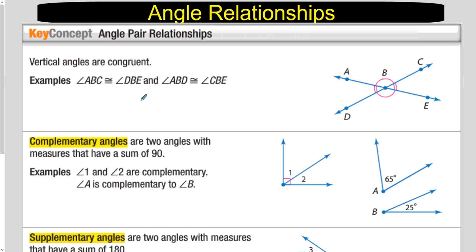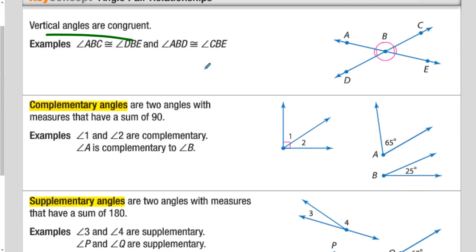Vertical angles are always congruent. Vertical angles are always the same measure. So when you have two lines intersecting, the pairs of opposite angles are going to be congruent. They're going to have the same measure. If this one's 30 degrees, then so is this one. That makes this 150 degrees, and this would also be 150 degrees.